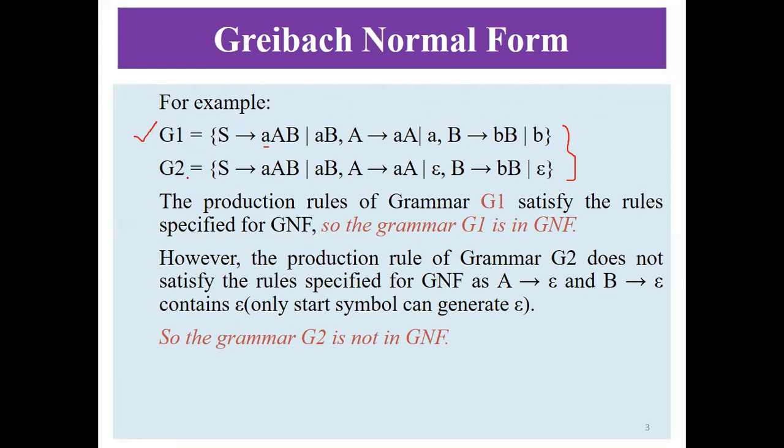The second one, G2: S tends to A, that is a terminal followed by any number of non-terminals. S satisfies the condition, A satisfies the condition, and B satisfies the condition. But here we have epsilon for A. According to the rule, we should have epsilon only for the starting symbol. Here we have epsilon for A and B, so it is not applicable in GNF. So G2 is not in GNF. Here G1 is in GNF and G2 is not in GNF. So here we see the difference between the grammars, and how one is in GNF.